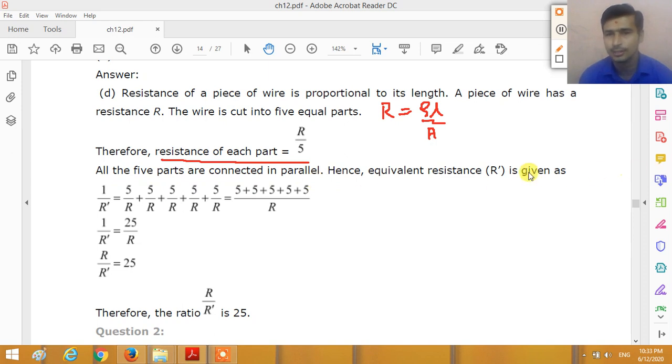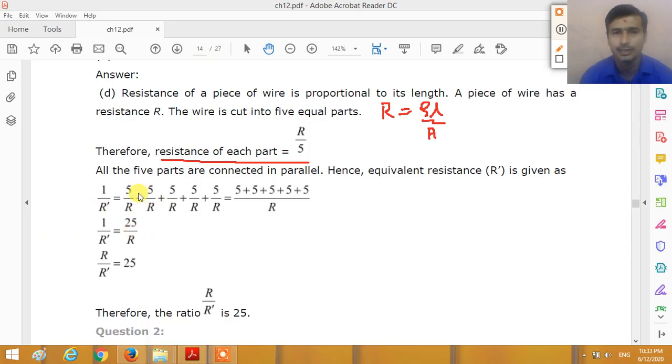So how do we calculate the equivalent resistance? Equivalent resistance is calculated by 1 upon R dash is equal to 1 by R1 plus 1 by R2 plus 1 by R3 plus 1 by R4 and 1 by R5. So when we place the value, 1 divided by R dash is equal to 1 divided by R by 5.